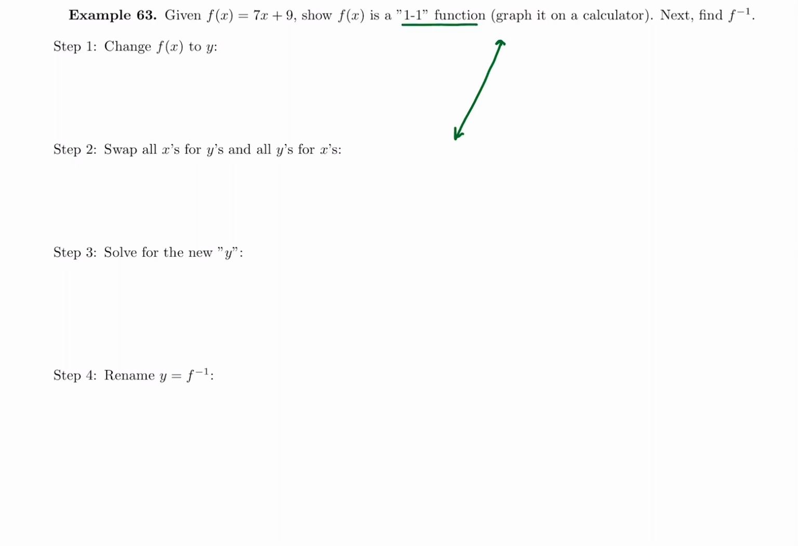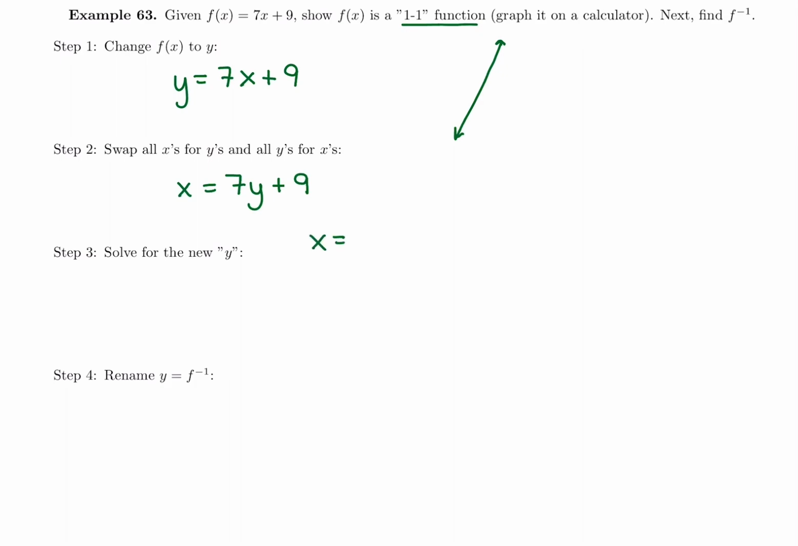So let's find the inverse of f of x is 7x plus 9. Our first step to finding an inverse is we're going to change f of x to y. So y equals 7x plus 9. Then, since we know inverses have x's and y's switched, we're going to switch x's and y's. So we're going to have x equals 7y plus 9. And now we're going to work to solve for y.